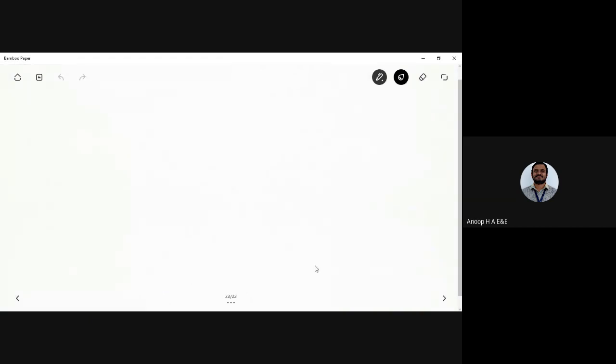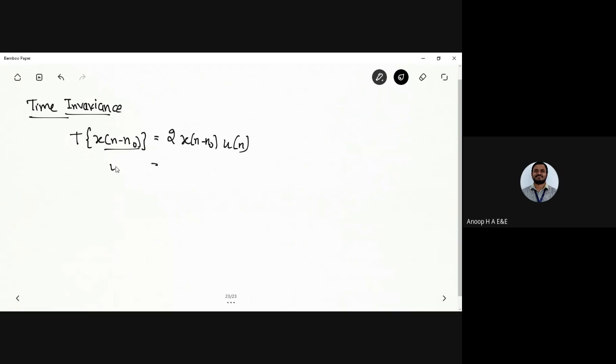Got it. So next we are going to have the second one, which is time invariance. So what I'm going to do here is take the T operator on x of n minus n naught, which would be equal to 2 times x of n minus n naught times u of n. So what I'm going to do here is just shift it. What I did here is y of n minus n naught.